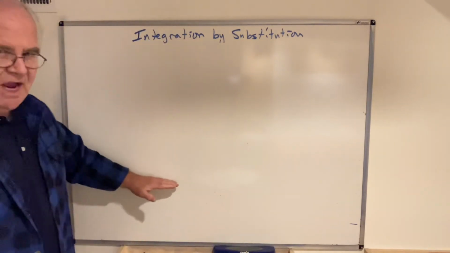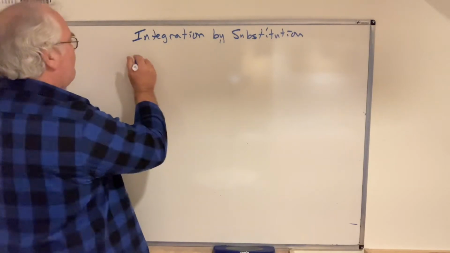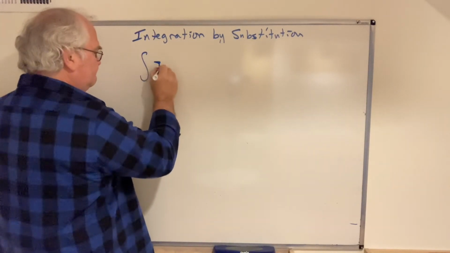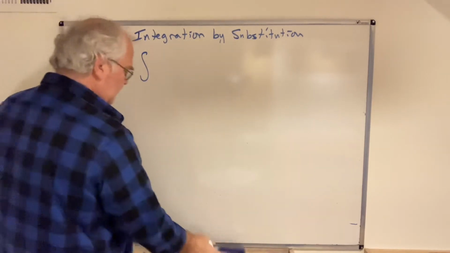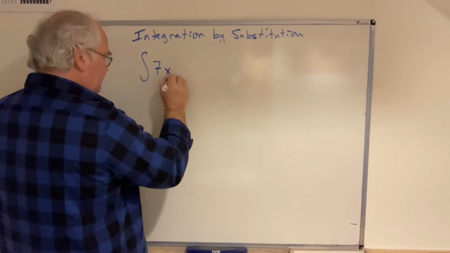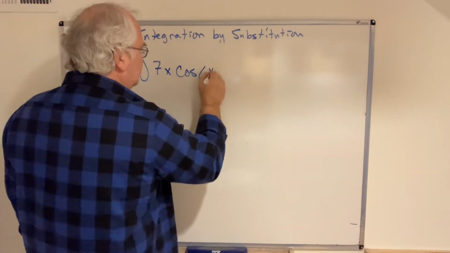Remember how I said sometimes it's a 1-step, sometimes it's 2 steps? Here's a 2-step job. Suppose we have the antiderivative of 7x cosine of x squared.